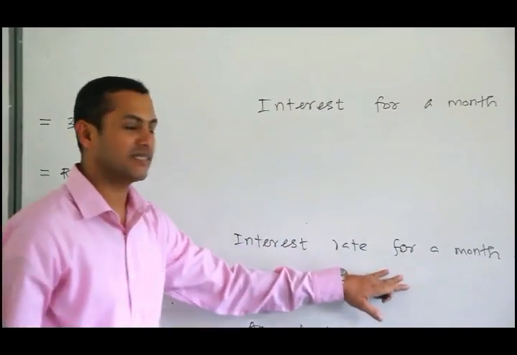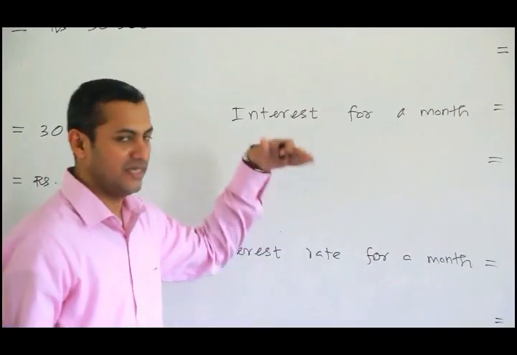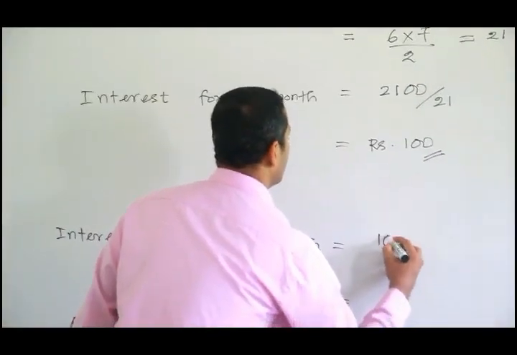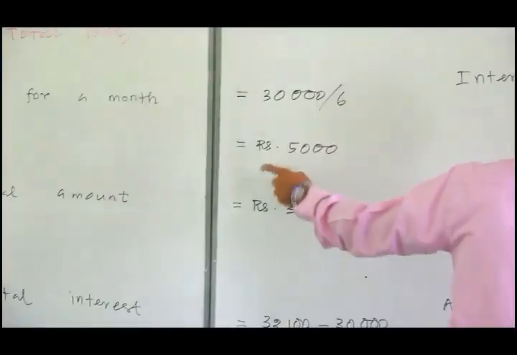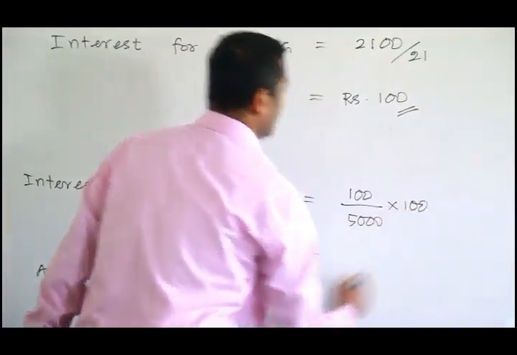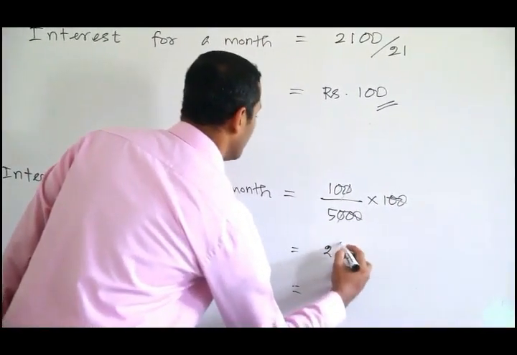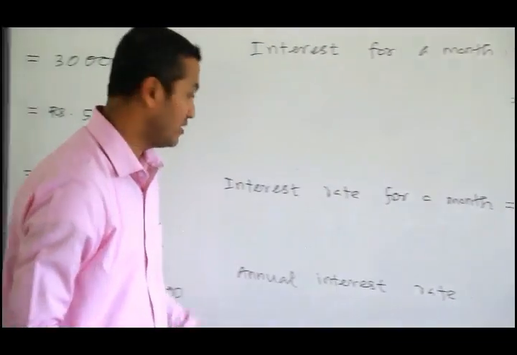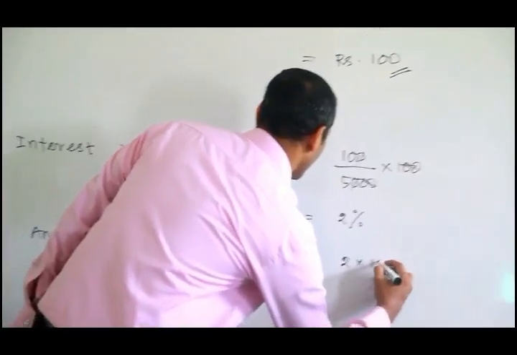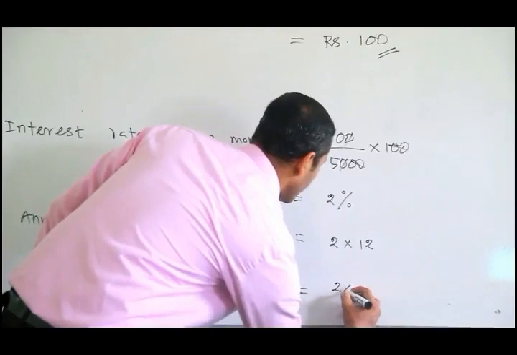Then how will you calculate the interest rate for a month? Percentage. Yes. Interest over loan into 100. Interest for a month over loan for a month into 100. It is 100 over 5,000 into 100. Then you can cut the zeros here, divide, you will get 2%. That is the interest rate for a month. Annual interest rate means we must multiply this by 12, because there are 12 months. So the answer is 24%.